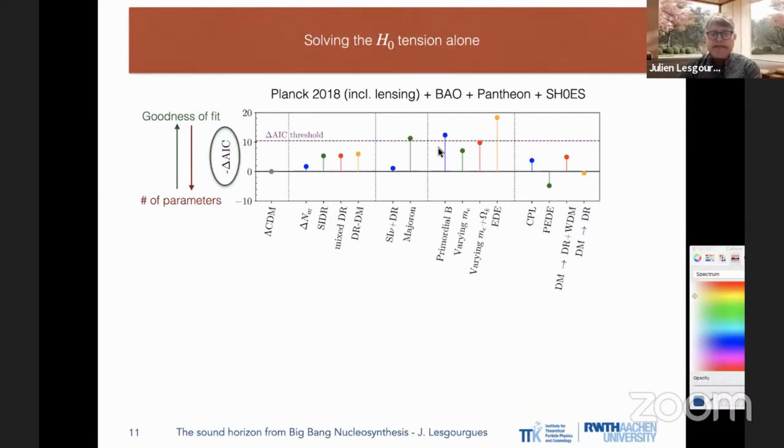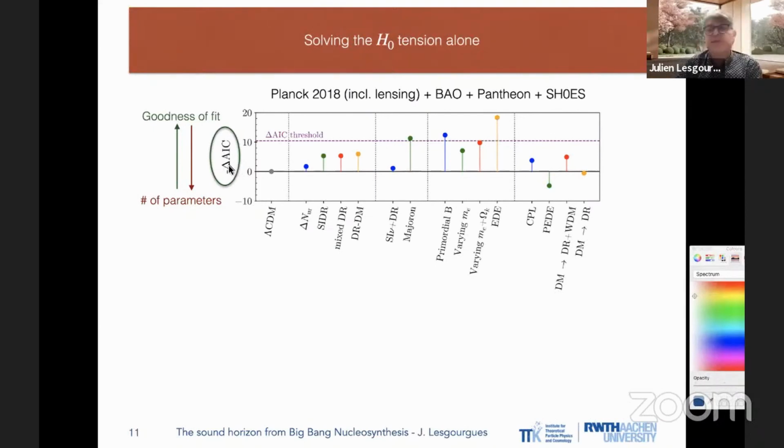Okay, I'm going to explain this plot. This plot is obtained by comparing a selection of models that I will detail to Planck 2018 data completed by robust data from baryon acoustic oscillations and high redshift supernovae from Pantheon. And then, in order to do a test of the resolution of the Hubble tension, you also use the SH0ES data. And you compute this delta AIC, which is a variation in the Akaike information criterion with respect to lambda CDM.